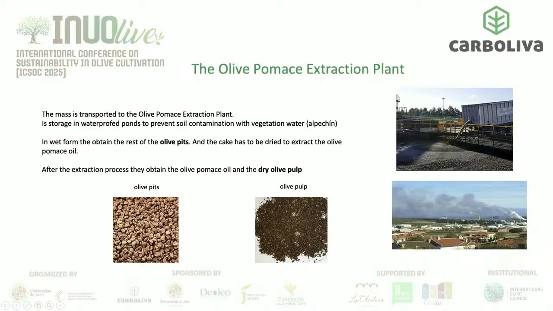The mass is transported to the olive pomace extraction plant and is stored in waterproof ponds to prevent soil contamination with vegetable water, the alpechín. In wet form, they obtain the rest of the olive pits, and the cake has to be dried to extract the olive pomace oil. After the extraction process, they obtain the olive pomace oil and the dry olive pulp.